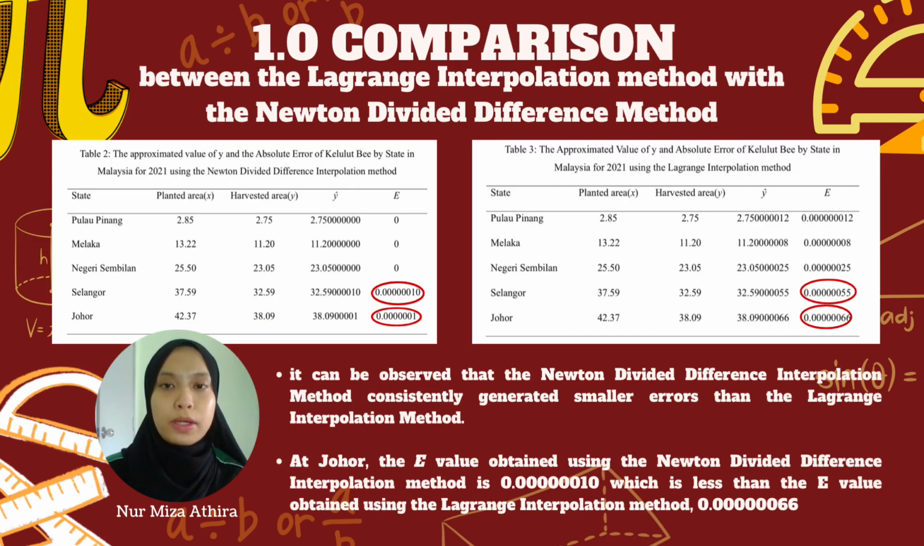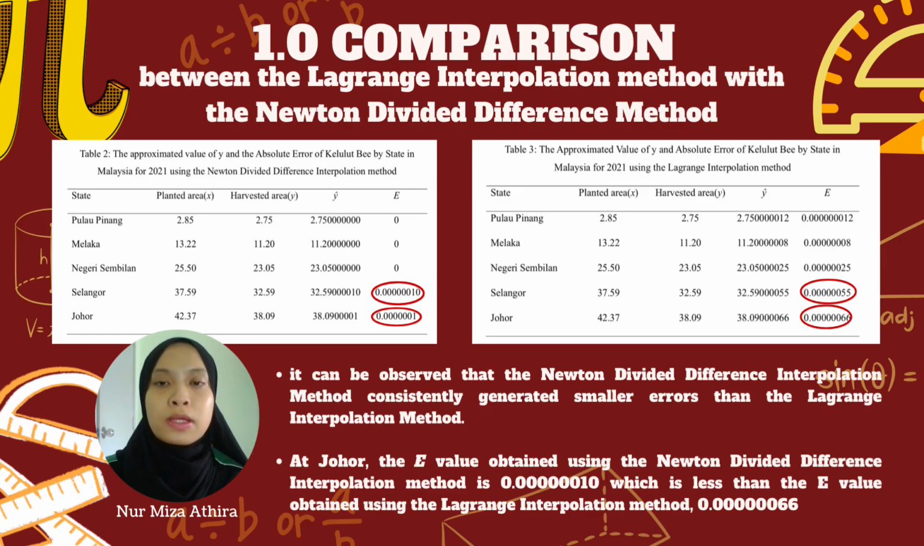Here come the parts where we will discuss the comparison from the result of using the Newton divided difference interpolation method and the Lagrange interpolation method. First of all, we can see from the slide the value of absolute error for the states of Pulau Pinang, Melaka, and Negeri Sembilan are not zero when using the Lagrange interpolation method compared to using the Newton divided difference method.